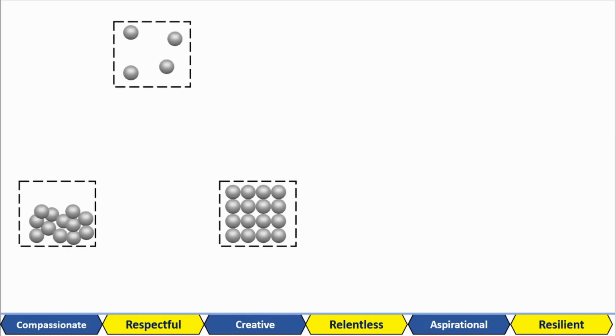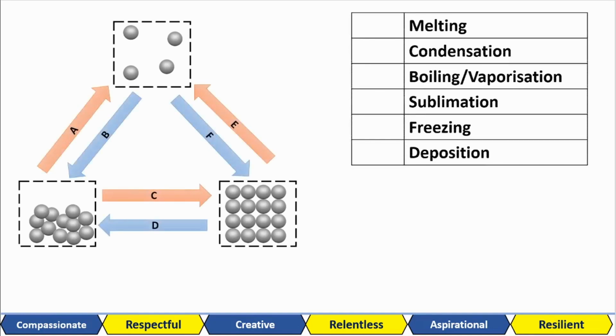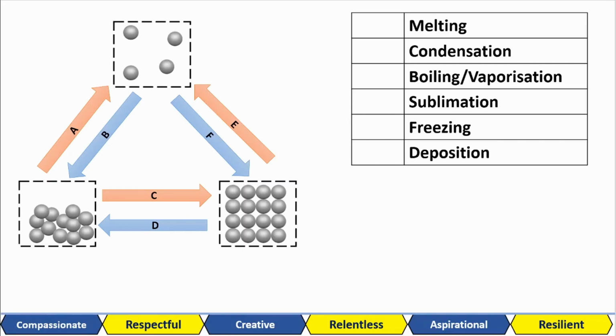You also need to know the names of the processes that turn one state of matter into another. Here are the different directions and the names of each. Make sure you don't copy from each other, because if you do, I will know. I'll be back very soon. You know what to do now.